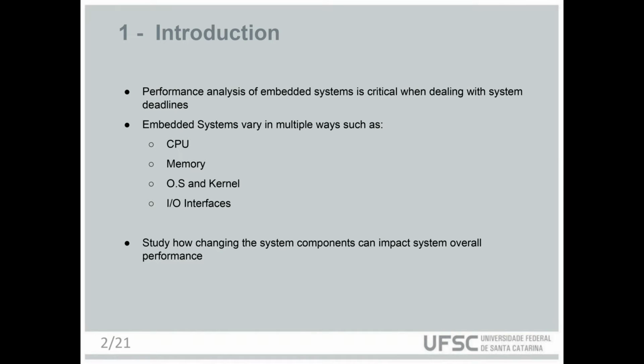First and foremost, I would like to discuss the motivations behind this work. The performance analysis of embedded systems is critical when dealing with system deadlines. These embedded systems can vary in multiple ways, such as the CPU, memory, the operating system and kernel, and other input-output devices. So a study on how changing these components would impact overall performance would be greatly productive.